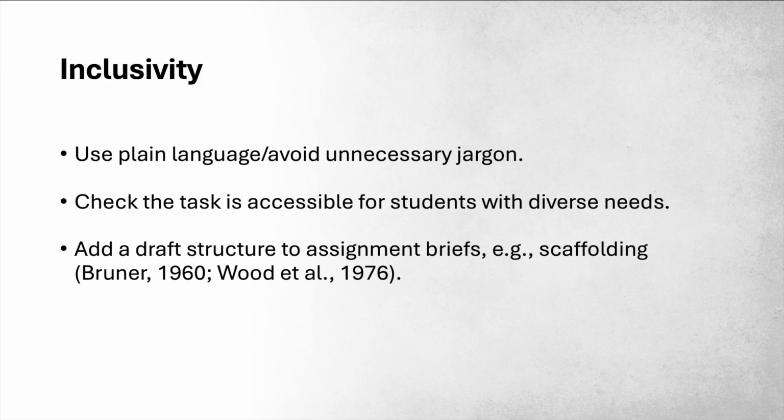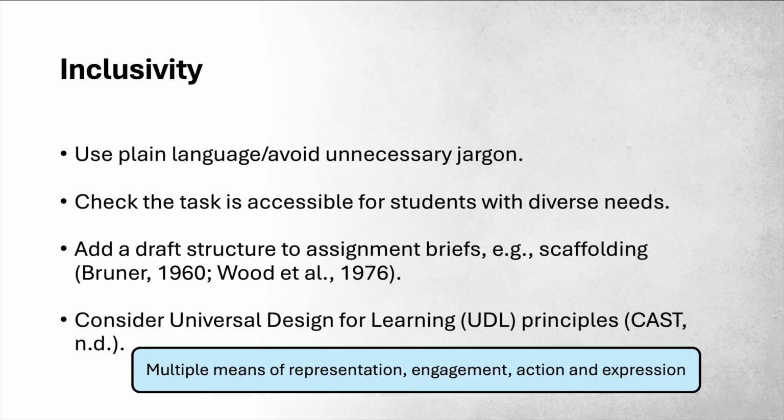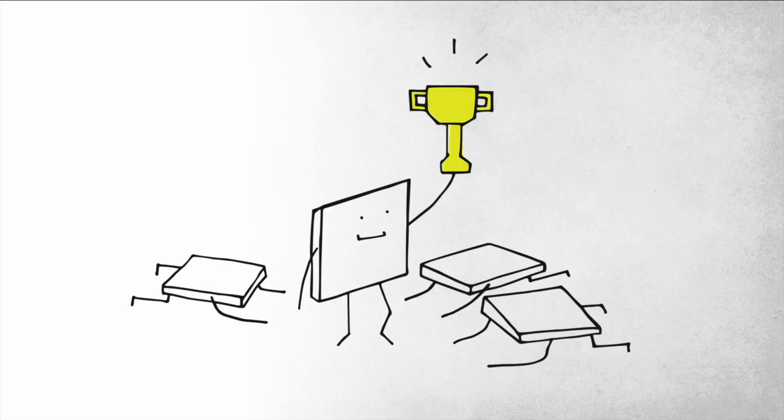You might want to provide a clear draft structure for the assessment, and this can act as a form of scaffolding, in line with Bruner's idea that structured support helps learners move towards independence. You might even want to draw on some of CAST's Universal Design for Learning principles to strengthen inclusivity by offering multiple means of representation, for example, how information is presented, multiple means of engagement, for example, how students interact with the task, and multiple means of action and expression, for example, how they can demonstrate what they've learned. Together, these practices make assessment expectations more transparent and help all students engage with the task confidently.